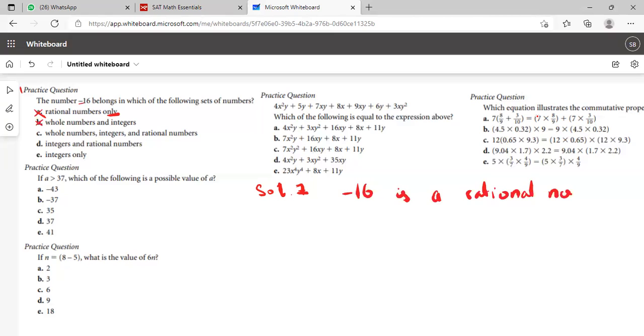So B is not the answer. So whole number, integer, and rational number. Okay, it is a rational number. It is an integer, but it is not a whole number. So we'll be crossing out this as well. Minus 16, integer and rational number. And integer only. Now you would have selected this because you said that minus 16 is not a rational number. But let me tell you, it is a rational number. Every integer is a rational number. Just remember that, okay?